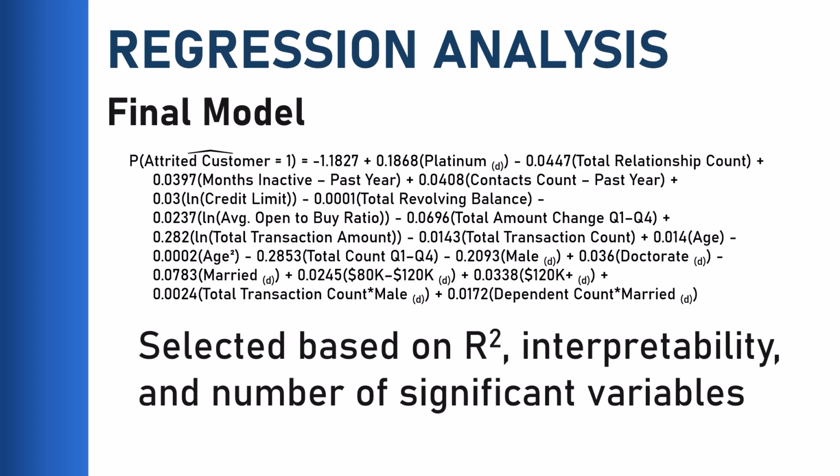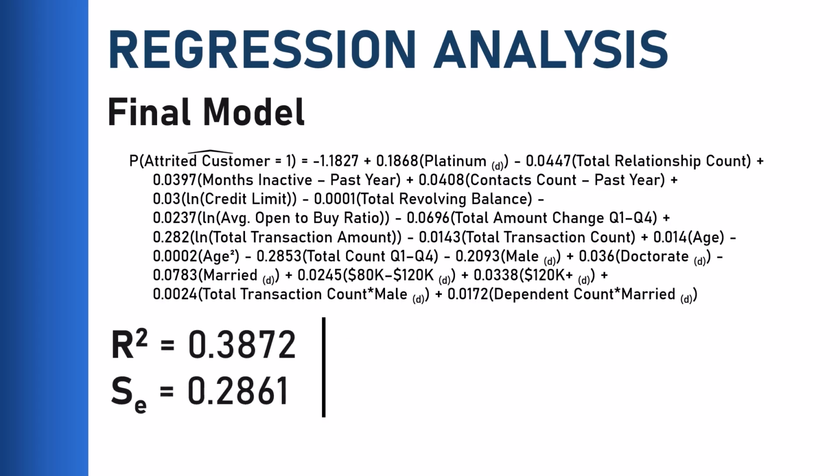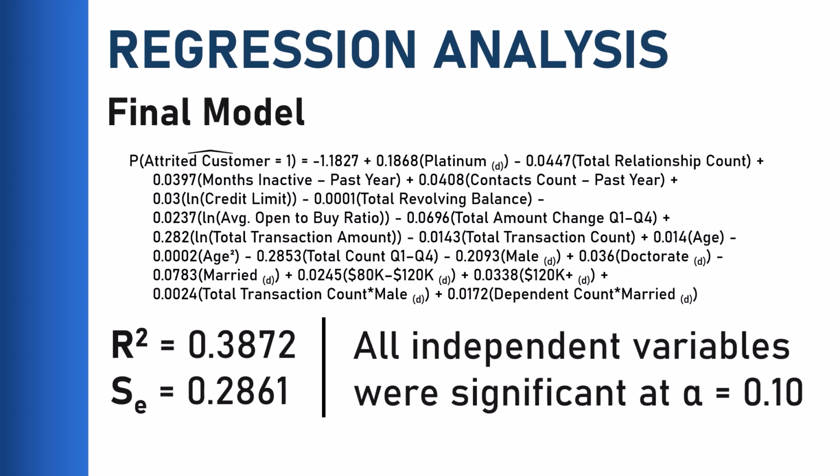It should be noted that 3,310 observations that lacked data for one or more of the included independent variables were excluded to construct this model. Its R-squared was 0.3872, meaning it is 38.72% of the way towards perfectly predicting the probability of customer attrition. Its standard error was 0.2861, meaning predictions made using this model are off by an average of 28.61 percentage points. All 20 independent variables included in the final model were significant at a 10% significance level.